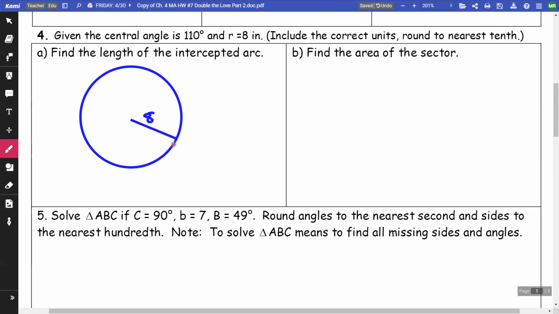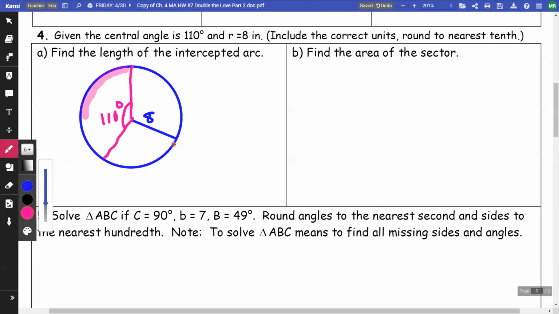So if I'm drawing that in, let me draw it in a different color. Let's say I'm starting here. This would have been 180 degrees on either side. I have 110 degrees, so it's going to be less than 180. Let's just say something like this, that this is my 110 degrees. And so I am looking at this sector, and I am going to be answering 2 questions.